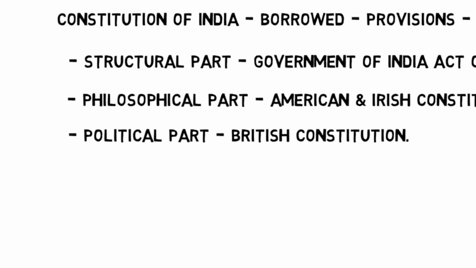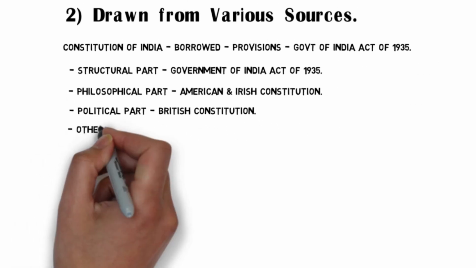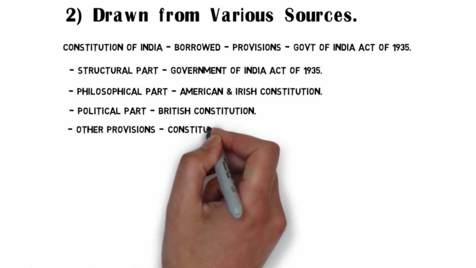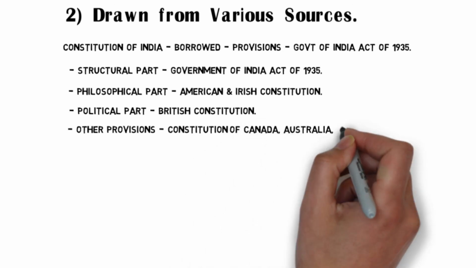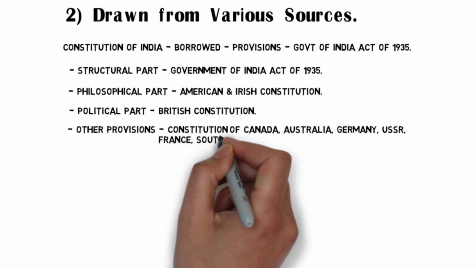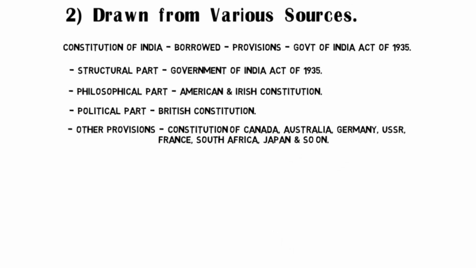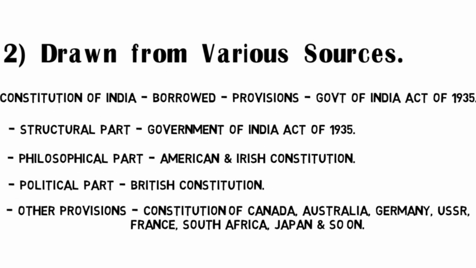And in addition to this, the other provisions of the constitution have been drawn from the constitutions of Canada, Australia, Germany, South Africa, Japan, and so on. So these are the countries and these are the references from where we have drawn a lot to make our own constitution. So this is all about the second salient feature of the Indian Constitution.